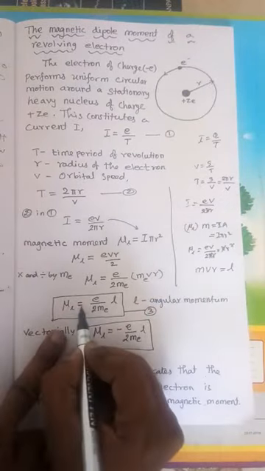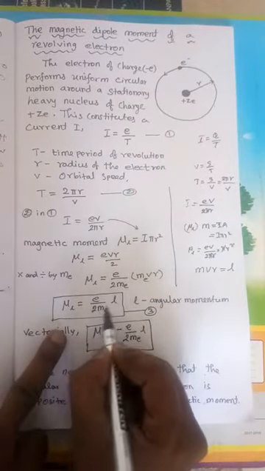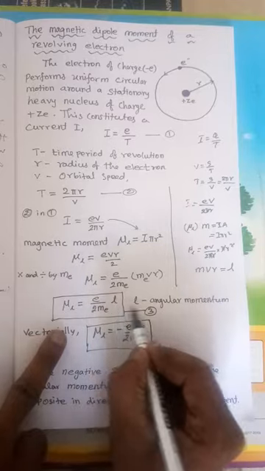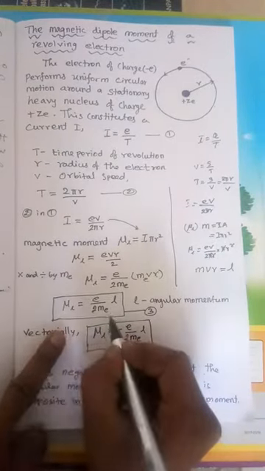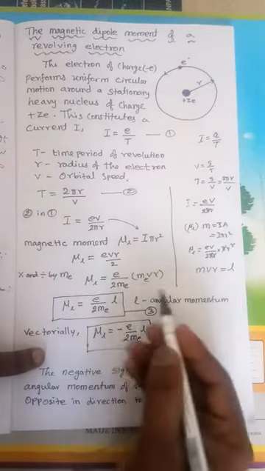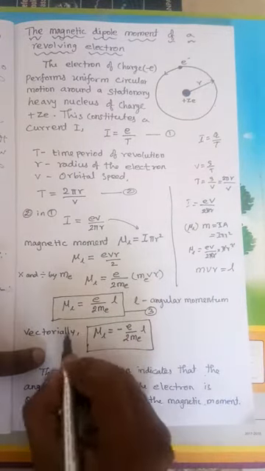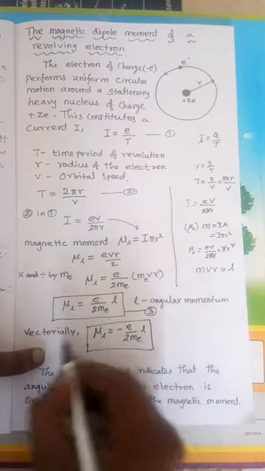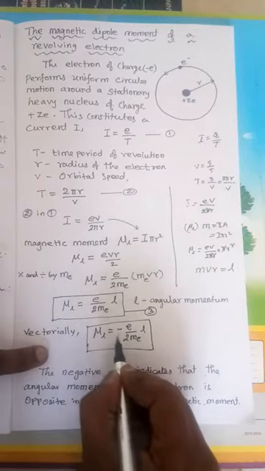So now you see mu L is equal to e by 2me. m v r is nothing but L, and L is the angular momentum. This is the magnetic moment formula for a revolving electron. This is a scalar formula. In vector form, mu L is equal to minus e by 2me L. What is the minus here?